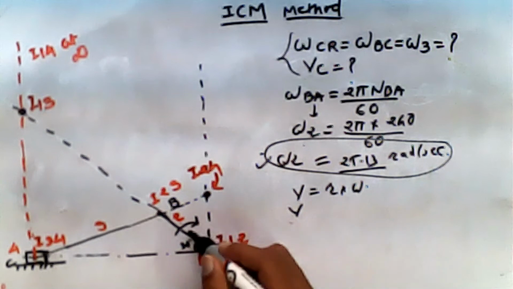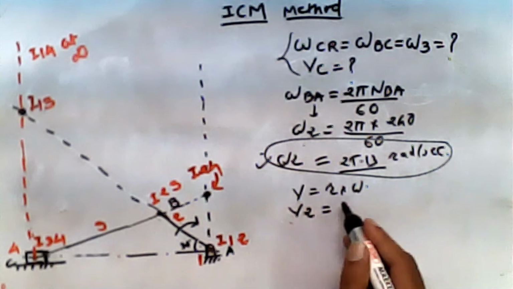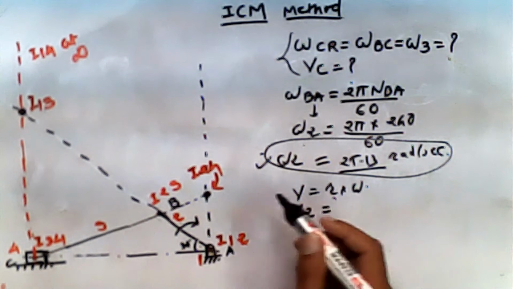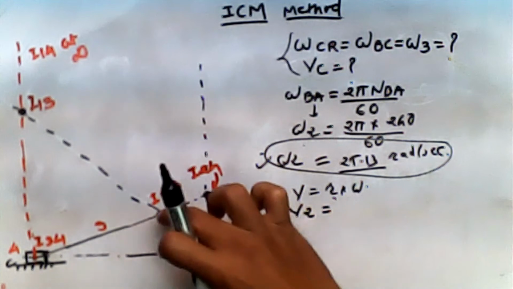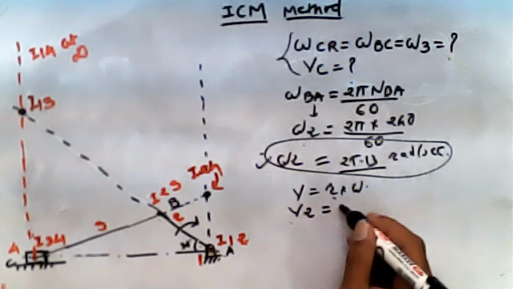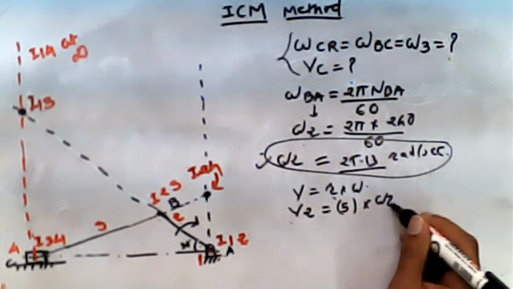So the velocity of link number 2 will be radius times omega. Here, what will the radius be? This is the line joining A and B, simple. That length is given to us, correct? So AB is given as 5 centimeters. So 5 centimeters multiplied by the omega 2 that you calculated.